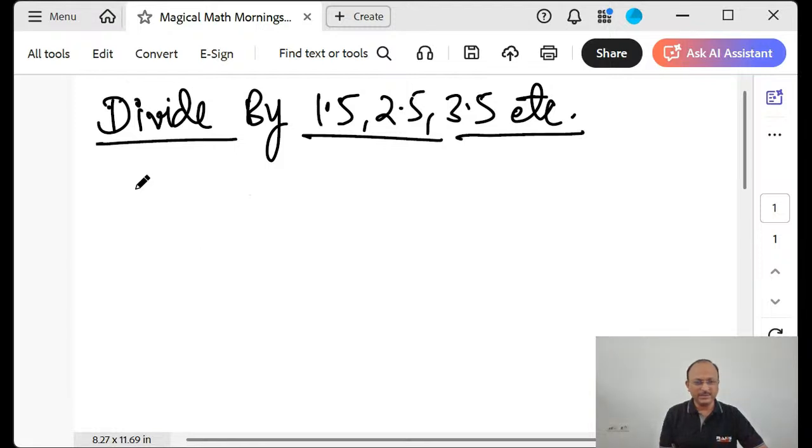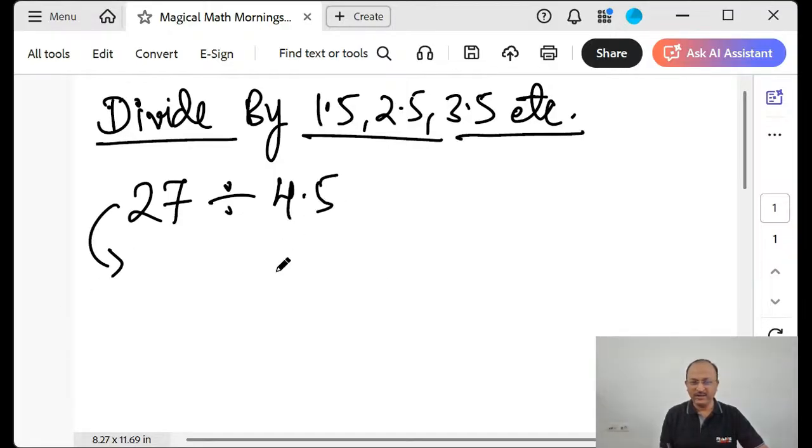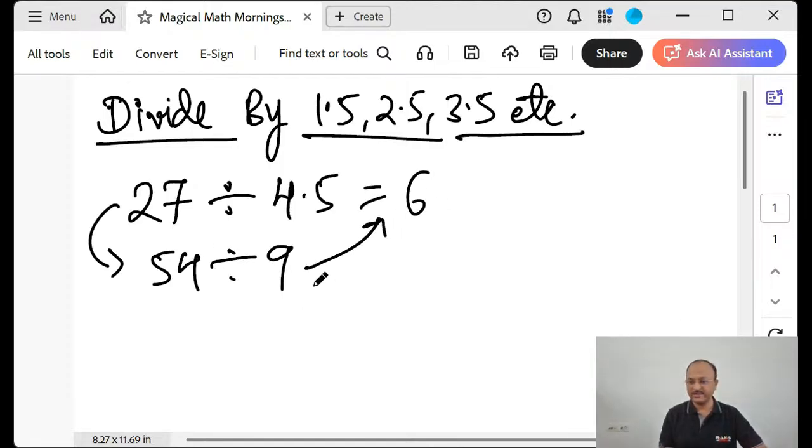Let's take one more simple example. 27 divided by 4.5 we want. How do we rewrite this? 4.5 doubled is 9, 27 doubled is 54. So instead of doing this, we'll do 54 by 9, that is 6. Correct, 9 sixes are 54. Yes.